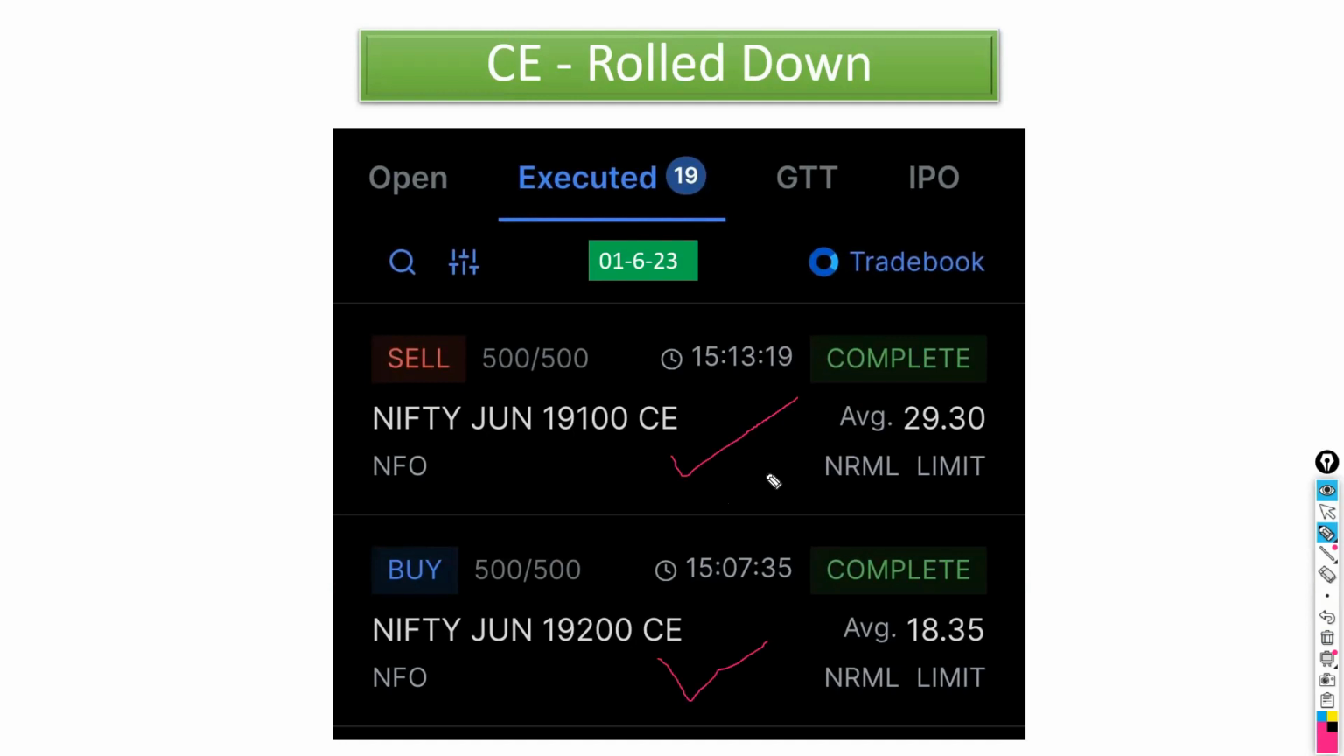These are the major adjustments over a period of time, roll up and roll down. PE roll up, call roll down. This is how we do the basics. These are basic adjustments. There are several adjustments. One who has watched the video completely can understand much better. Now let's move on to the next one.